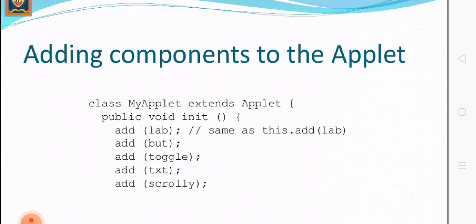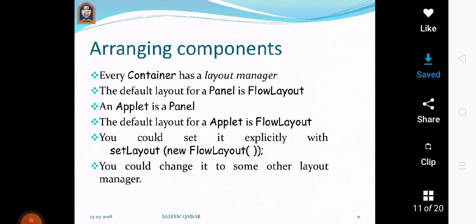You can see a public void init method, and within the init method you will add different components. Like you can see that we have added a label object, a button object, a toggle, a text, and a scrolly. So we have added 5 different types of components to this applet. Now look at this. This is the piece of code with the help of which you can add components to the applet.